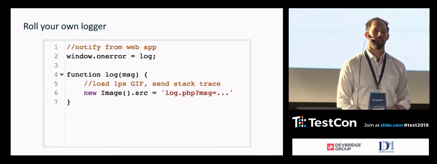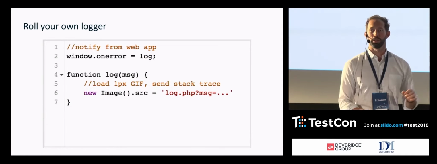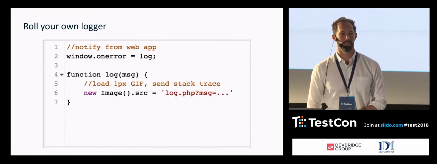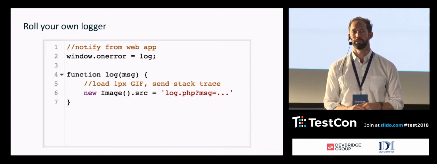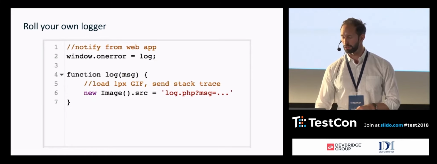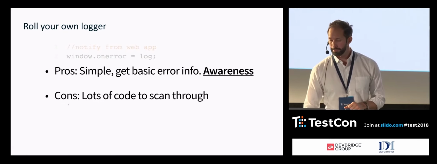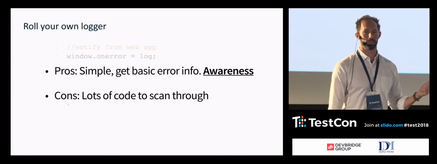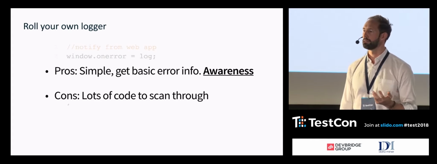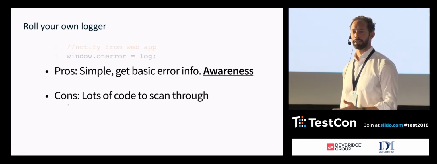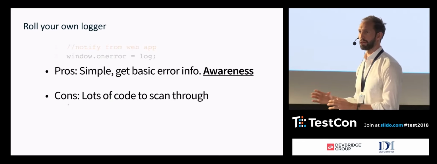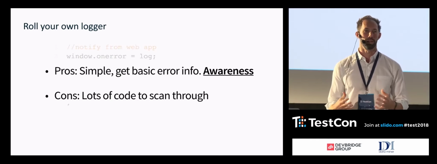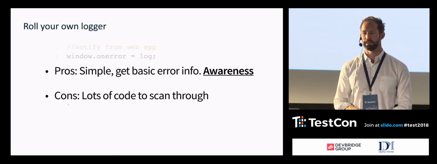Third option, going back a few minutes, rolling your own error logger. So I showed you it's not even 5 lines of code, and you at least get something from the browser when things go wrong. And pros here, of course, you get basic error info like message, call stack, date, user. You get awareness, like you get to see how dark the reality is out there, like what errors are my users actually seeing on a day-to-day basis.